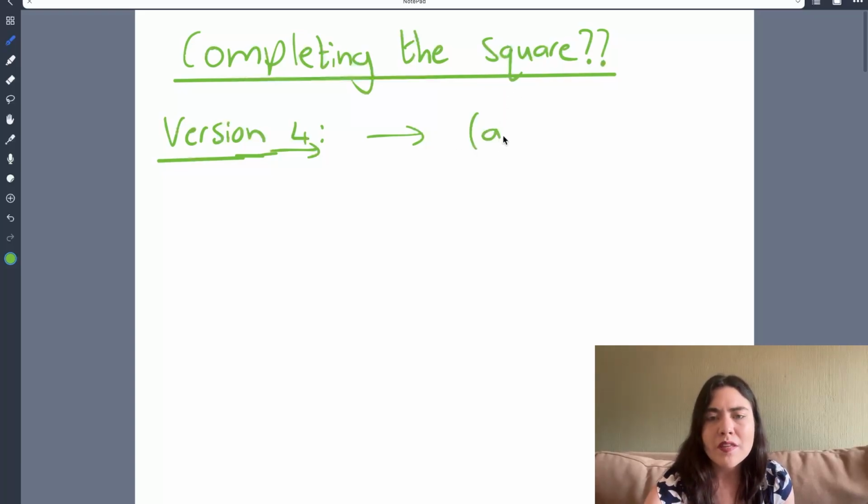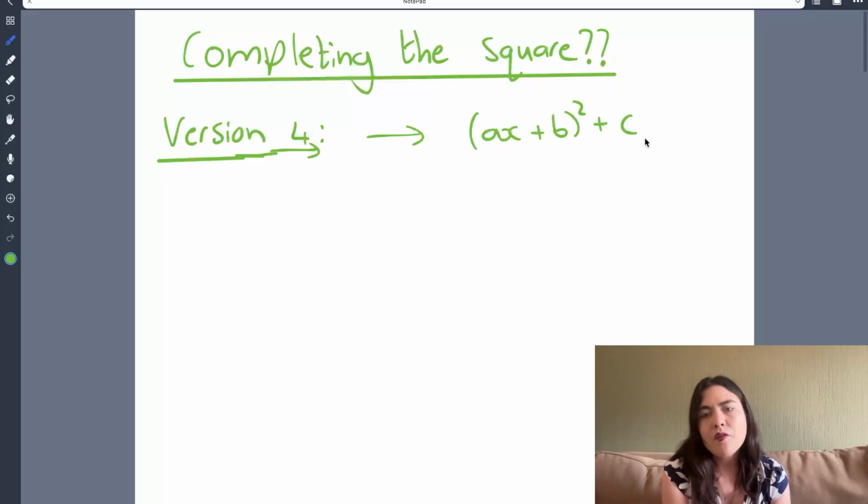Because the form is ax plus b squared plus c. Now, remember I said to you that you can't really complete the square if there's a number in front of x squared, which is why we have been factorizing in version 2 and 3. So what do we do now?